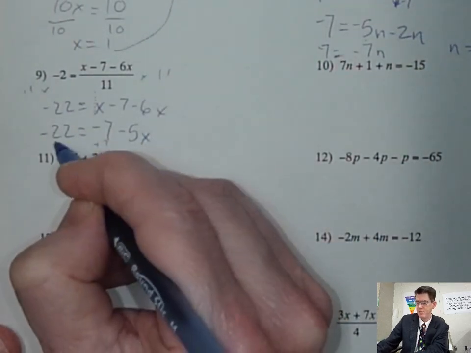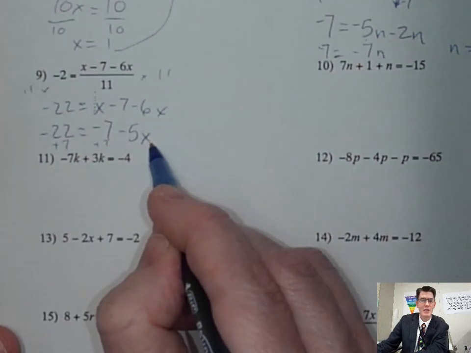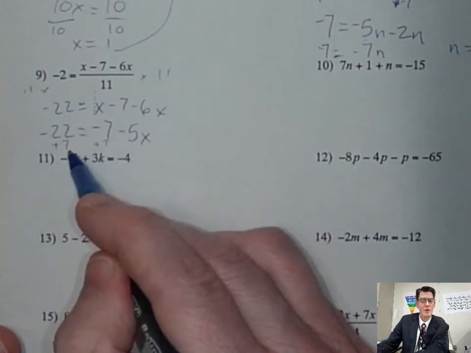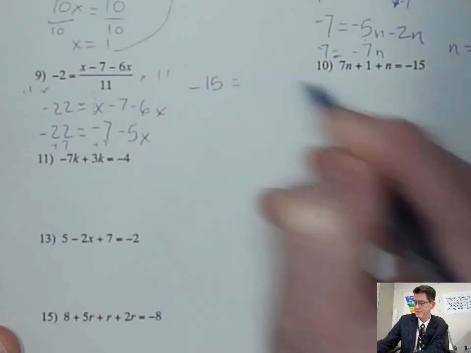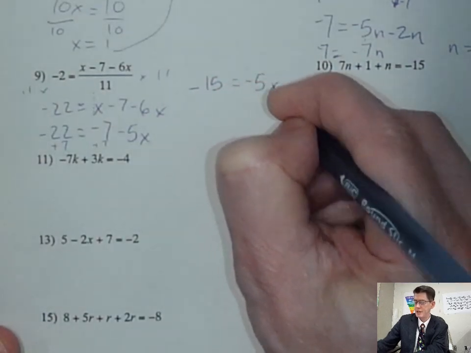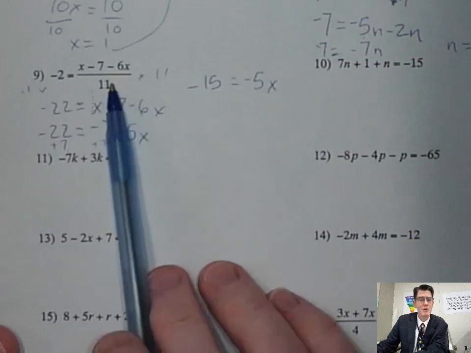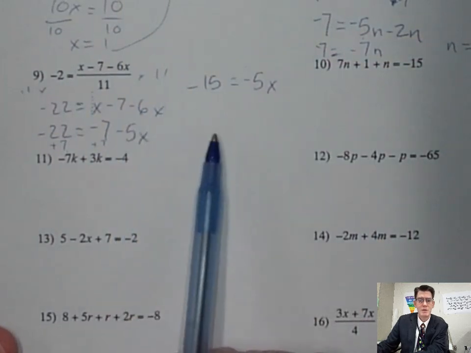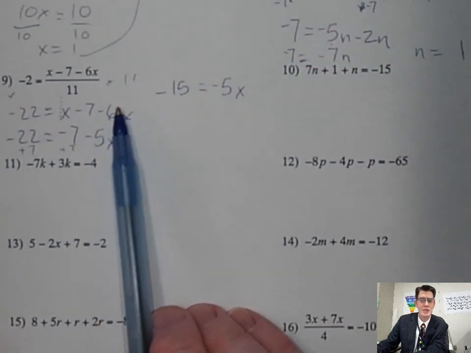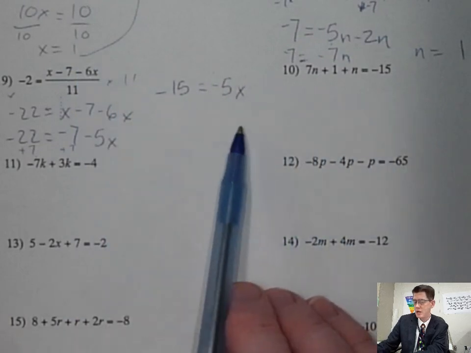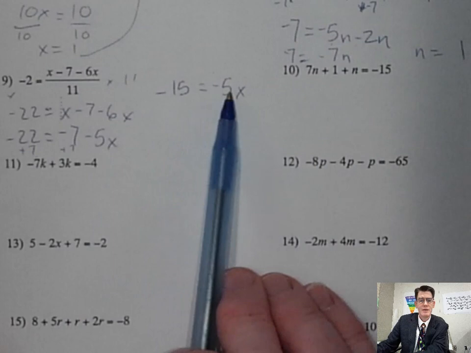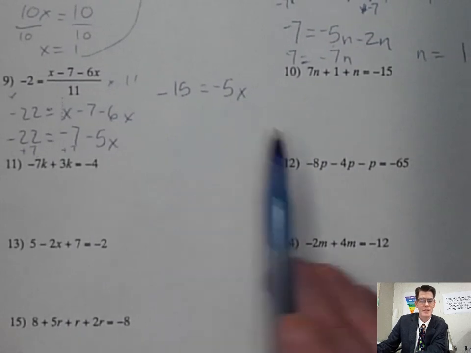Then to add 7 to both sides, we're trying to get all the way down to where x is by itself. Negative 22 plus 7 in your calculator gives you negative 15, which is the same thing as negative 5x. And you can see how we're trying to get the answer to be some integer that's easy to work with. You can probably already see what the integer is going to be here. Negative 15 is negative 5 times what?